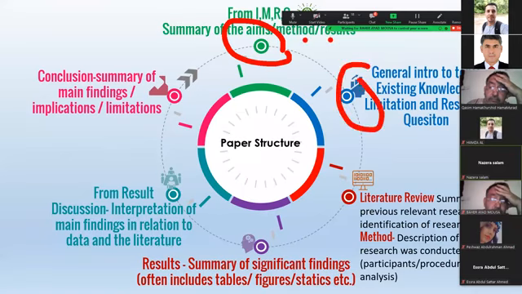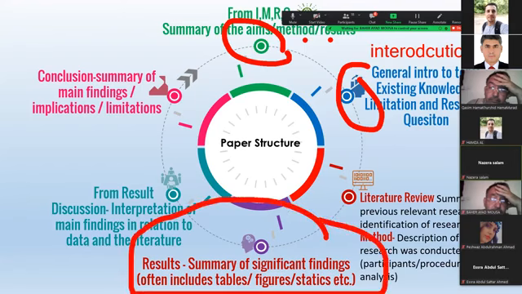And when we say the introduction, the introduction comes from the general existing knowledge, limitation, and research question. But when we say there's a literature review, we must know there is a previous study. When we say there is a method, we must know there are some ways, some procedures our participants used to find the result of our article. So inside the result, every time we see there is a summary of significant findings, there is a table, figure, statistics, and something explained, and after that we have the conclusion.